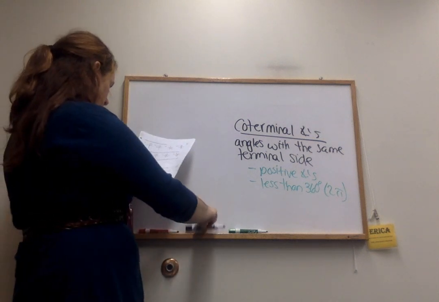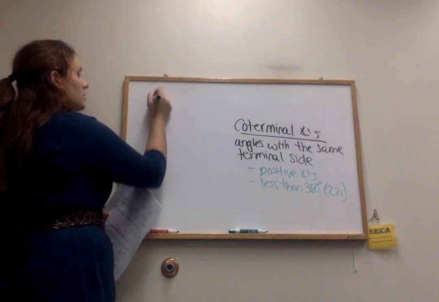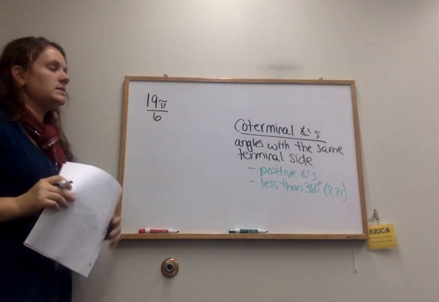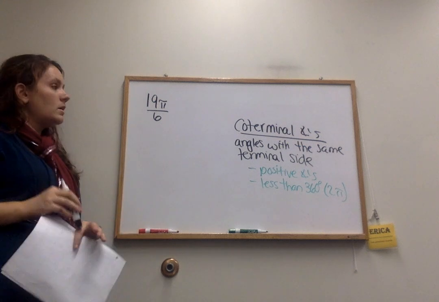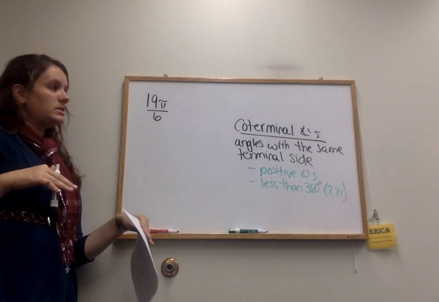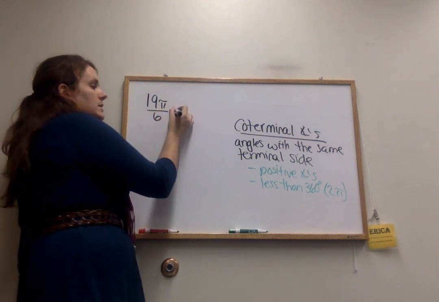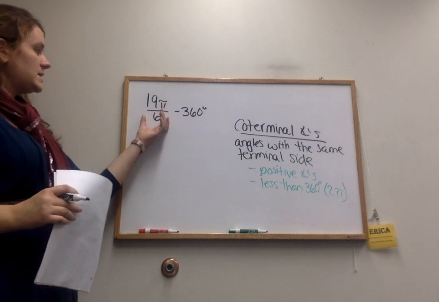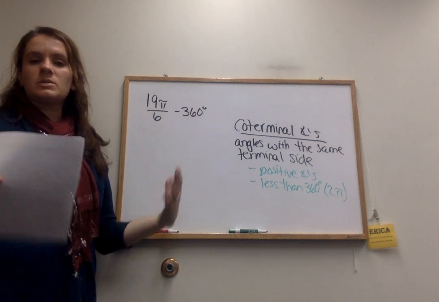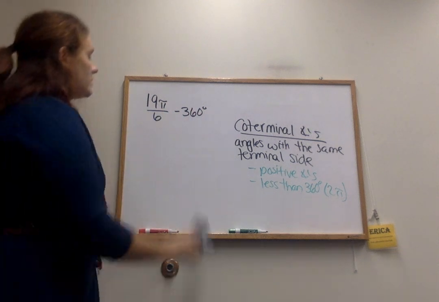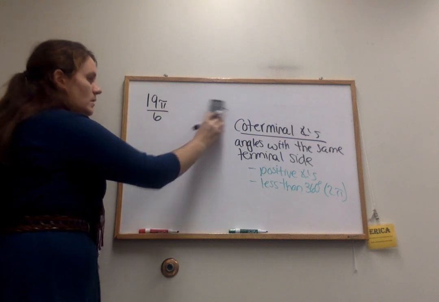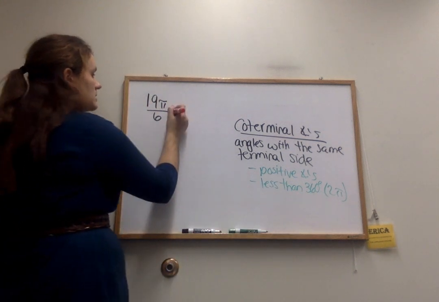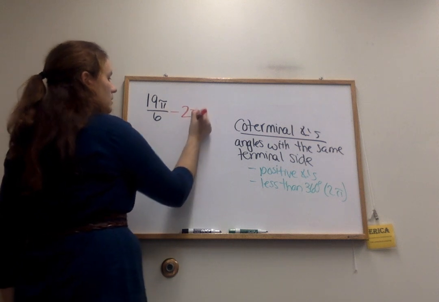All right, so one radian angle could have a measure that's 19 pi over 6. Right? We know that with our degrees, we subtracted 360 degrees from that. But that's not going to do us much good here because this is radians and this is degrees, and we can't subtract them unless they're the same. So instead of using 360, we're going to use our radian equivalent, which is 2 pi. We're going to subtract 2 pi from that.